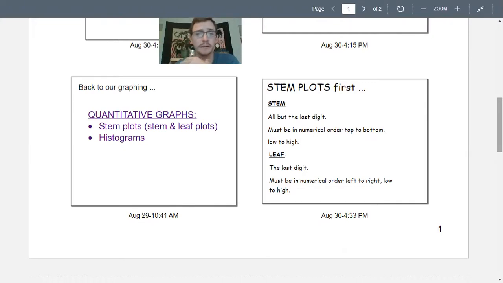seen those in some sort of fashion, but we're going to go over both today just to make sure that we're good to go. So we're going to do stem plots first. So it's split up to where it's a stem and it's a leaf. And the biggest thing is we're going to go lowest to highest on our stem, and we're going to go lowest to highest on our leaves. So the stem is going to be everything but the last digit, and the leaf is just the last digit in whatever number that we're dealing with here.